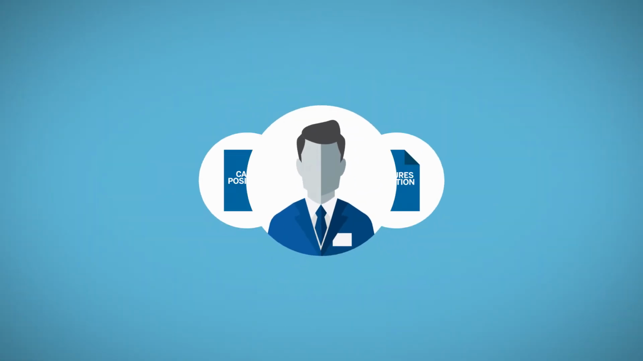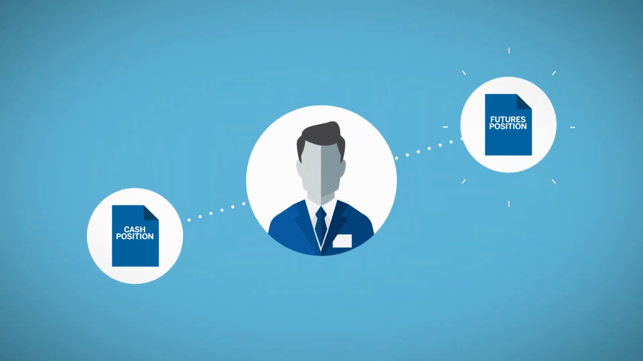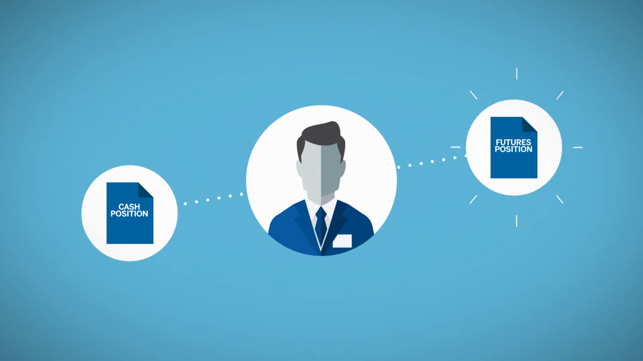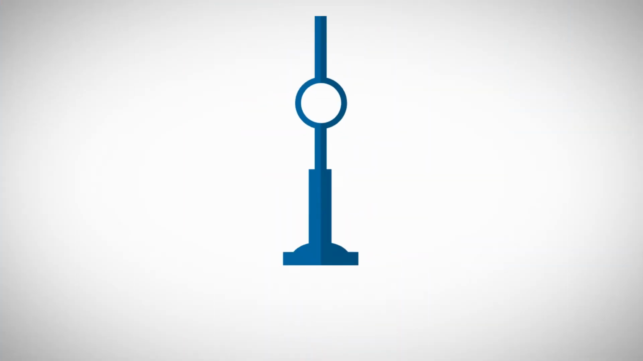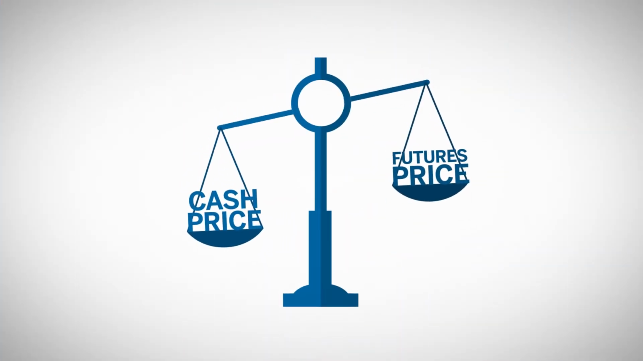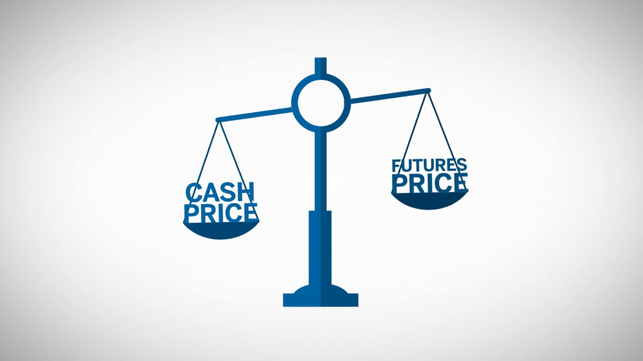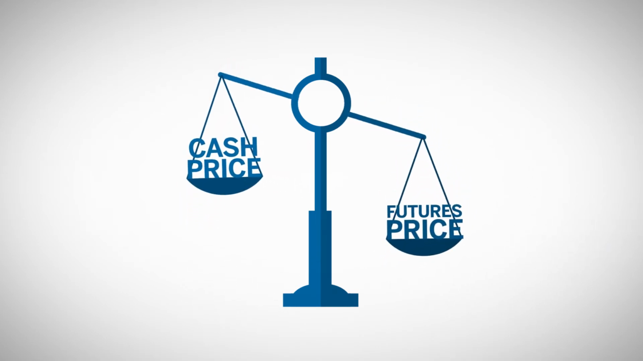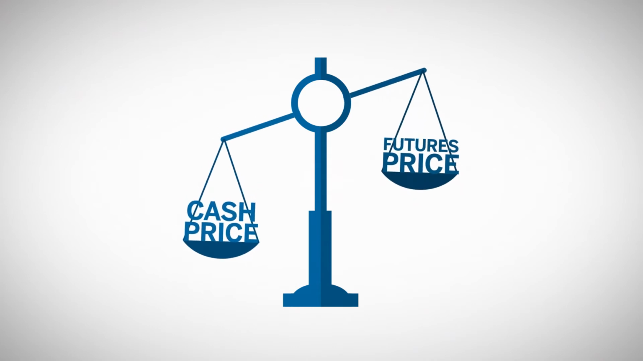Hedging is essentially taking a position in the futures or options market that is opposite one's current position in the cash market. Since the cash and futures prices tend to move up and down together, any gains or losses in the cash market will be counterbalanced with gains or losses in the futures market.